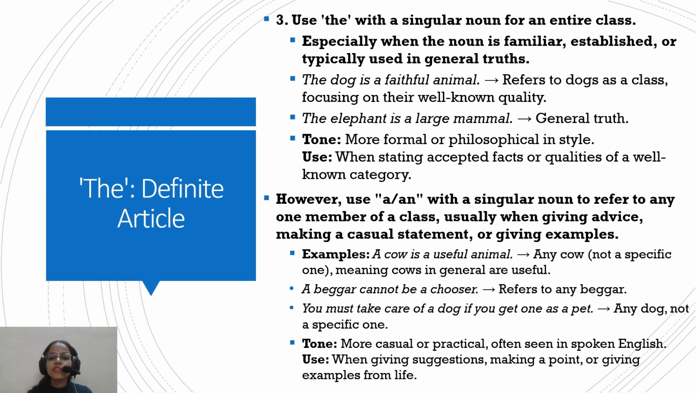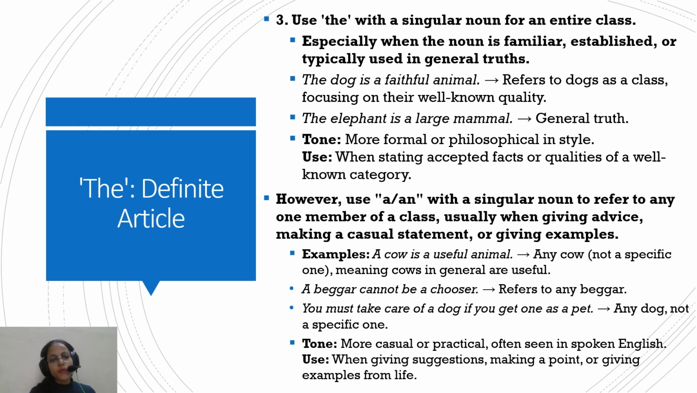You also use the with a singular noun for an entire class, especially when the noun is familiar, established, or typically used in a general truth. So, the dog is a faithful animal. It refers to dogs as a class, focusing on their well known quality. The elephant is a large mammal. Again, it's a general truth. So, it's more formal or philosophical in style when stating accepted facts or qualities of a well known category.